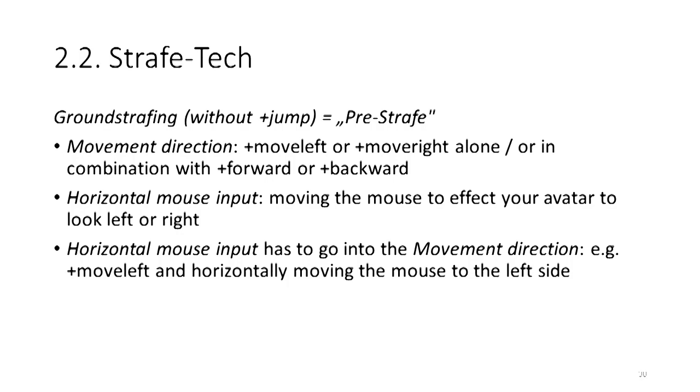Ground strafing, first of all, simply means strafing without jumping. To understand the concept of ground strafing, we need to introduce some components. The concept of movement directions has already been mentioned and means to move the player with the 4 movement commands. Horizontal mouse input means the horizontal turning of the player, which is usually done with the mouse and therefore labeled as mouse input.